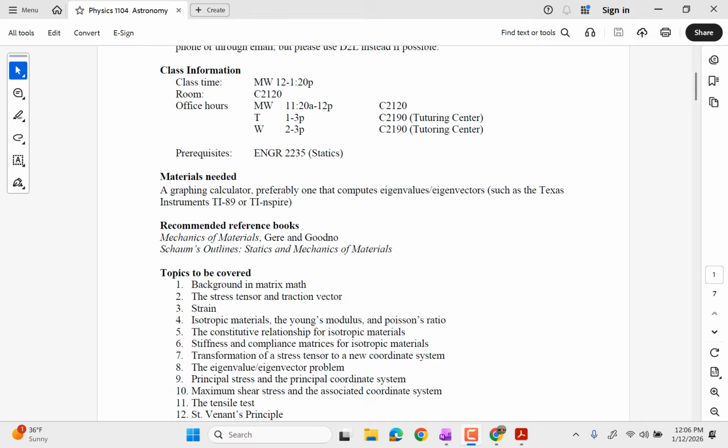These recommended reference books, I actually don't recommend these while the semester is going on. I would say think of your job as just understanding what I say and understanding the assignments I give. It should all be self-contained.